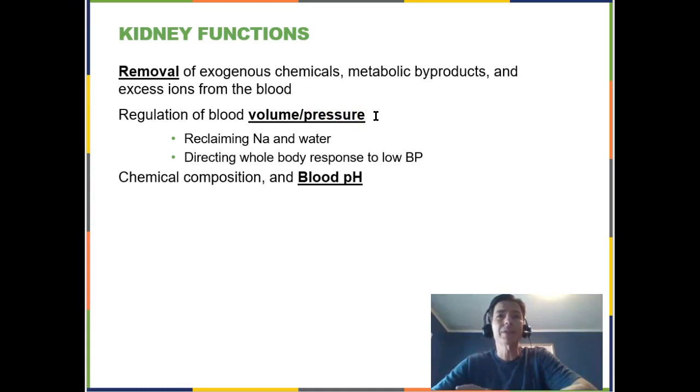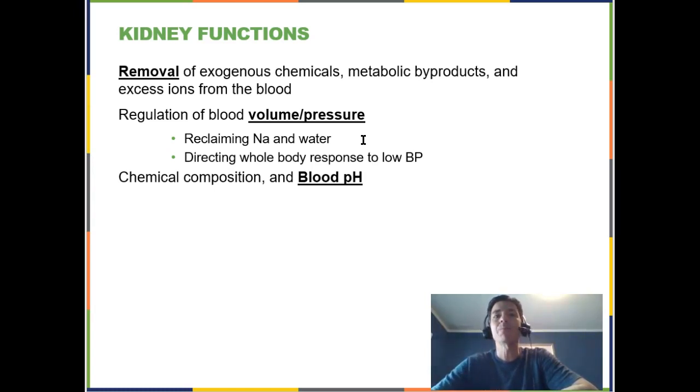Because your kidneys are able to process the blood and affect how much sodium and water is in the blood, they help regulate blood volume, which then affects blood pressure. I think we've hit blood volume, blood pressure a couple of times. It's one of the central themes to anatomy and physiology too, because blood pressure is one of your most important bodily variables.